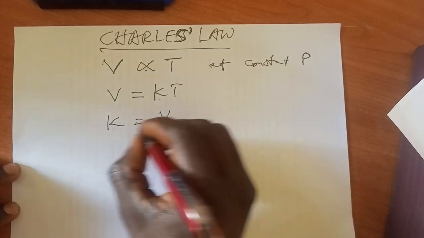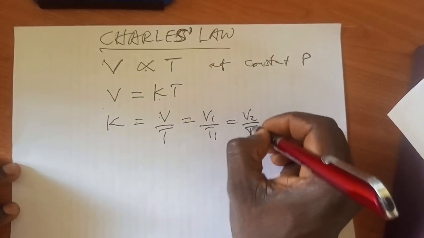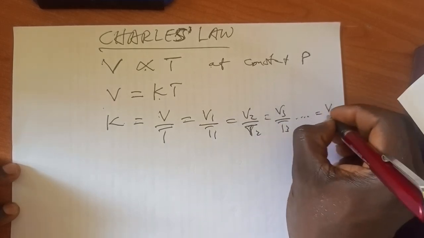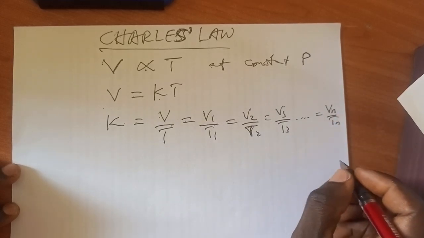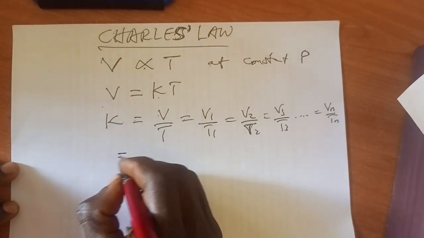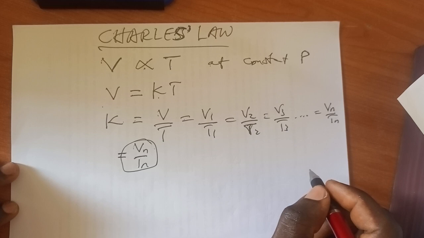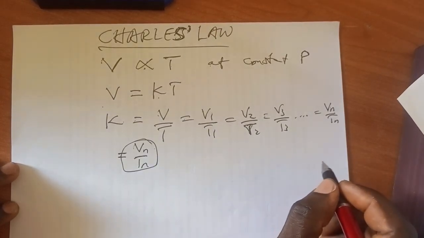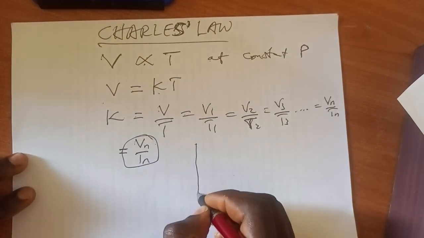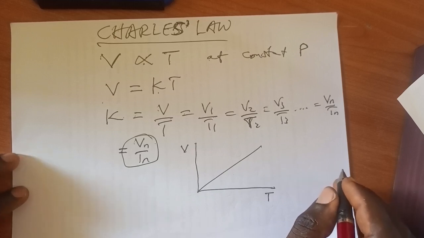V over T. Because it's constant, it becomes V1 over T1 equals V2 over T2, equals V3 over T3. That is how it continues, equal to Vn over what? Tn. So in an examination question where they give you a constant equal to Vn over Tn, this defines Charles' law at constant pressure. By graphical representation, because V is directly proportional to T, you have a straight line graph. This simply defines Charles' law.